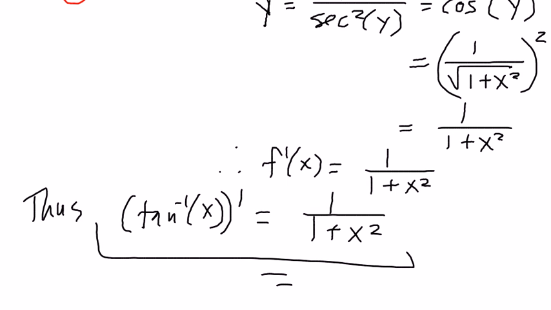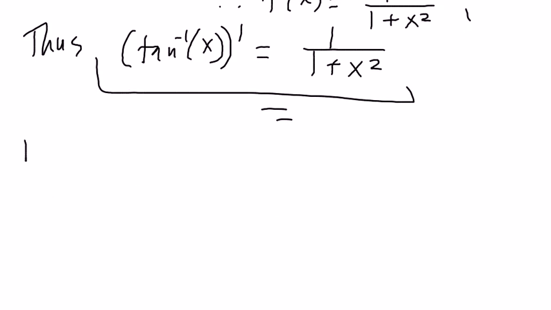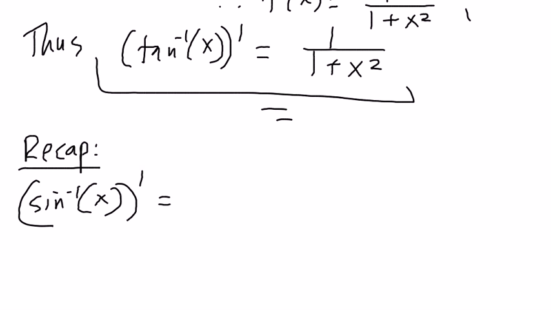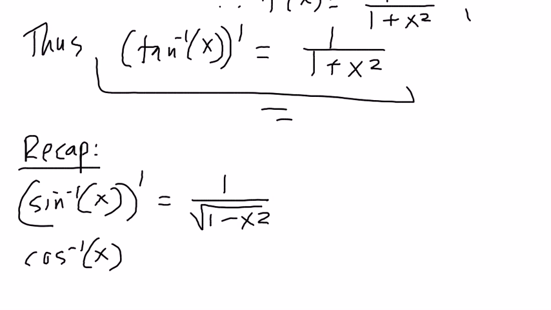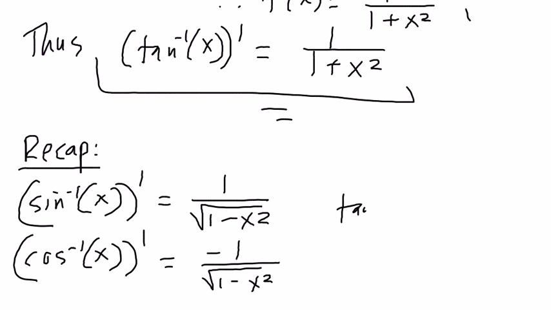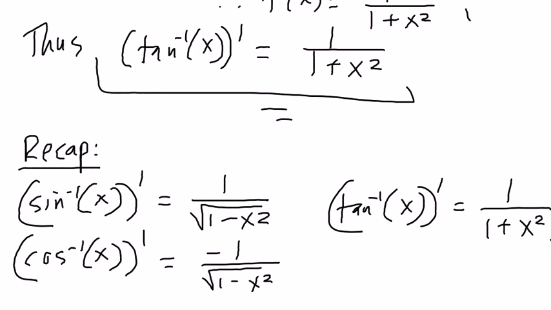Okay, so to recap, we have the derivative of sine inverse is 1 over the square root of 1 minus x squared. The derivative of cosine inverse is negative 1 over the square root of 1 minus x squared. And the derivative of tangent inverse is 1 over 1 plus x squared.